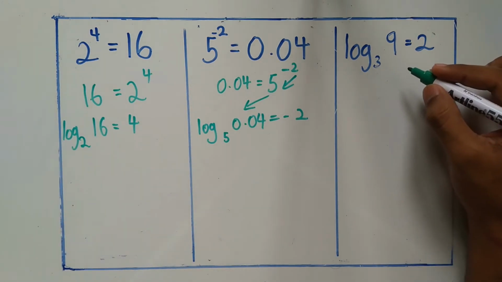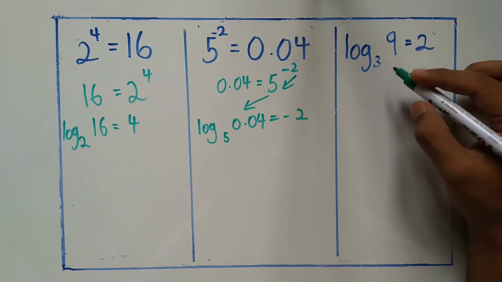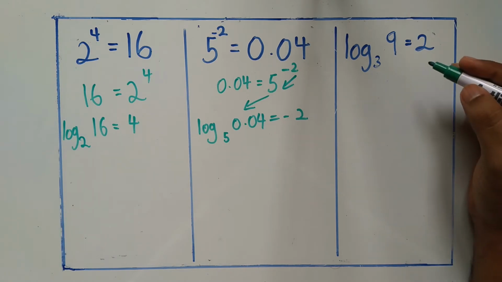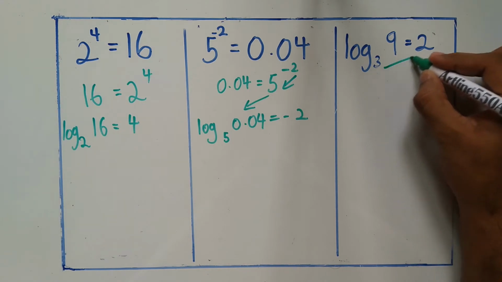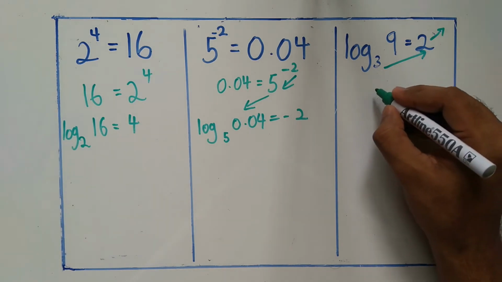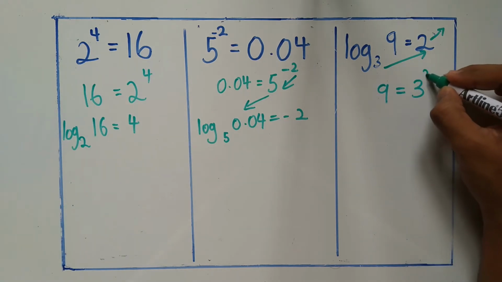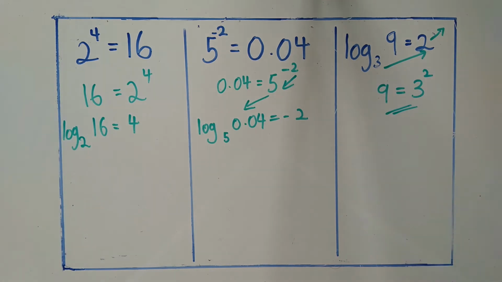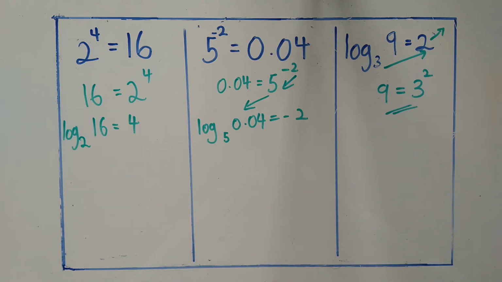And the third question, we have log_3 9 equals 2. Here we want to convert it to the index form. To convert it to the index form, we shift 3 up and we shift 2 up. We get 9 equals 3 to the power of 2. This is the index form. By going through these three examples, you will learn the basics of how to convert an index form to a log form.